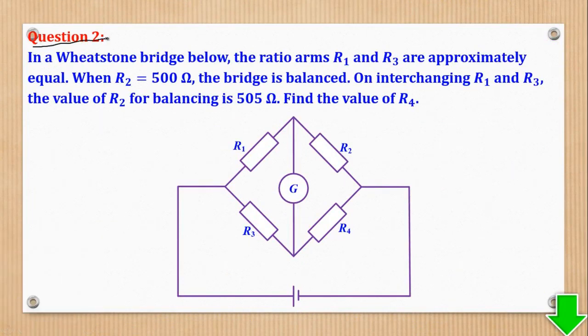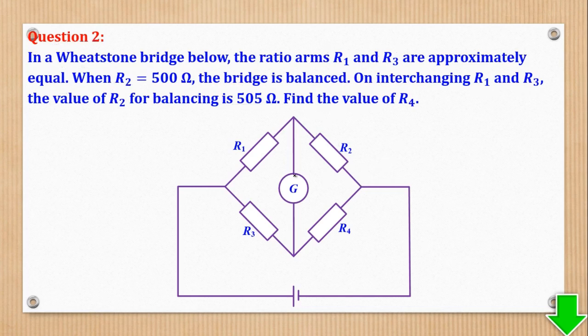Then question 2 says, in a Wheatstone bridge below, the ratio arms, these are called ratio arms, R1 and R3 are approximately equal. When R2 is equal to 500 ohm, the bridge is balanced. On interchanging R1 and R3, the value of R2 for balancing is 505. Find the value of R4.